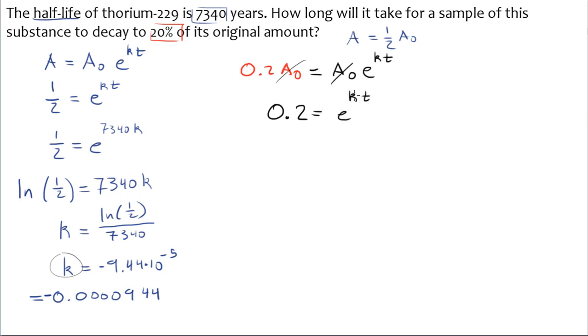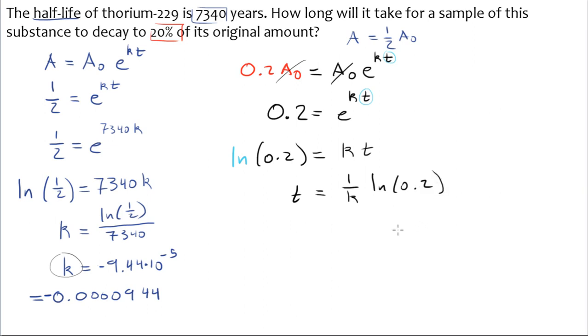And remember, we are solving for t. So I'm going to take the natural log of both sides. The natural log of 0.2 is equal to just plain old kt, and I'm looking for t. So t is going to be equal to 1 over k, times the natural log of 0.2.